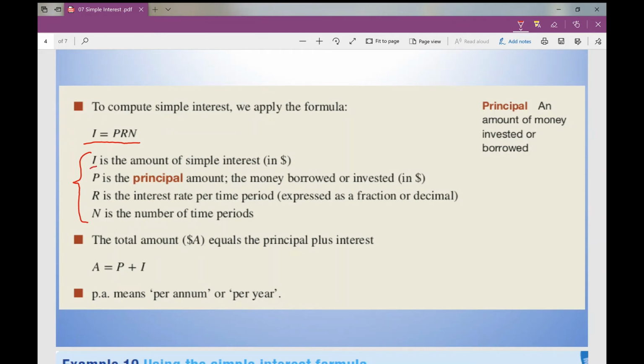I is the amount of simple interest in dollars. P is the principal amount. That is essentially the money that you start with. The rate is the interest rate per time period, usually expressed like this, PA, per annum, which is down here. Per annum means per year. And the last letter in the formula is N, which is the number of time periods, usually years, but not always.